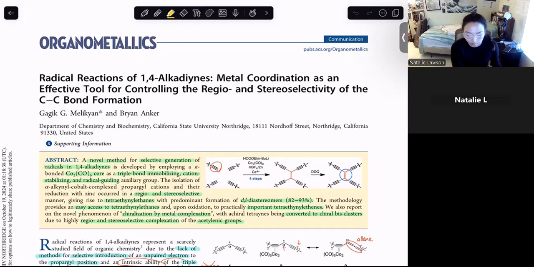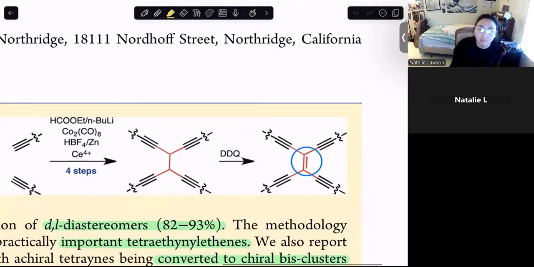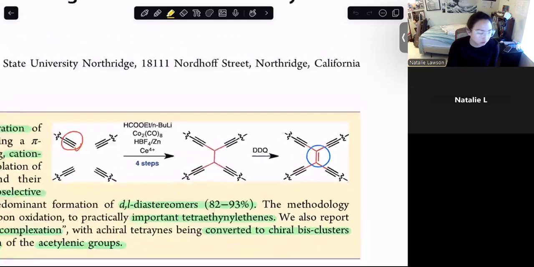This experiment found a novel method for selective generation of radicals in 1,4-alkadienes by employing a pi-bonded cobalt CO6 core, carbon dioxide core, as a triple bond immobilizing, cation stabilizing and radical guiding auxiliary group. So if you see here, we can see that pi-bonded core that is stabilizing the 3 alkadienes on the ends. I mean, 4.